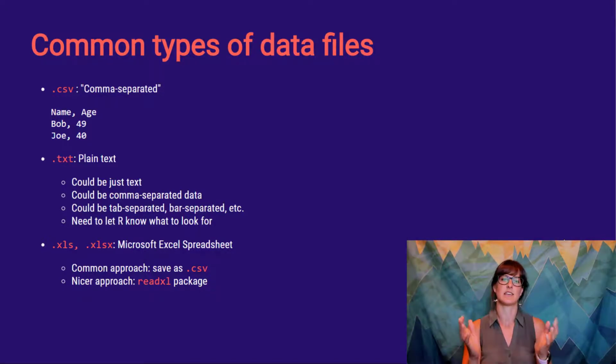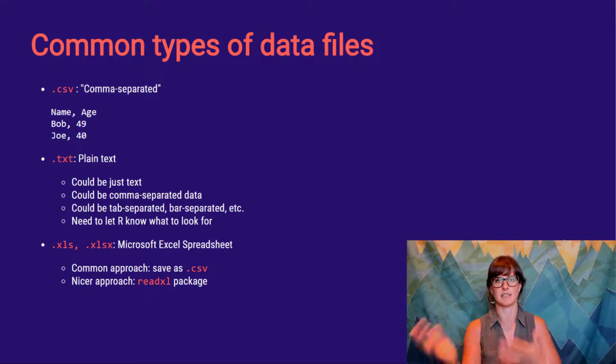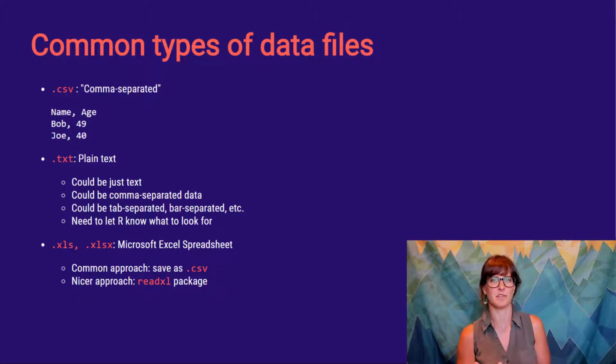And then lastly, you're probably familiar with spreadsheets in Microsoft Excel, or possibly in Google Sheets, which is somewhat similar. These file types typically have the extension .xls or .xlsx. These are a little bit annoying to read into R. There's one shortcut, which is that if you open them up in Microsoft Excel, you can just go File, Save As, and save it as a CSV. And then it's just going to be read in the same way any CSV would be. There is a bit more of an elegant approach, which uses the readxl package that we'll go over today.